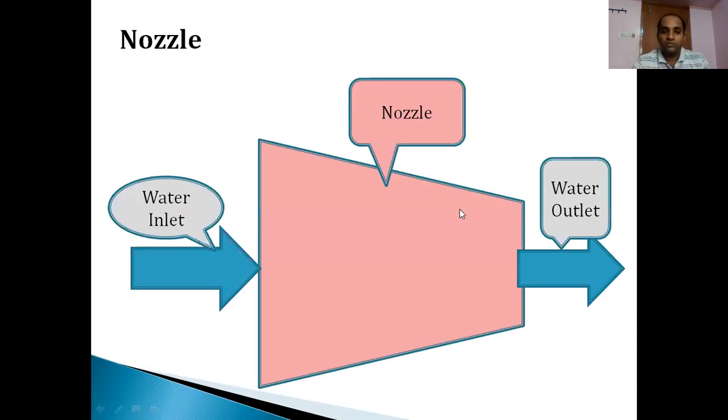Before we go for the study of turbines, there is one term which we need to know: nozzle. Generally we discussed that we are using water as a working fluid for the generation of energy. But if this water is flowing in a straight pipe, then we know that you cannot directly generate energy.